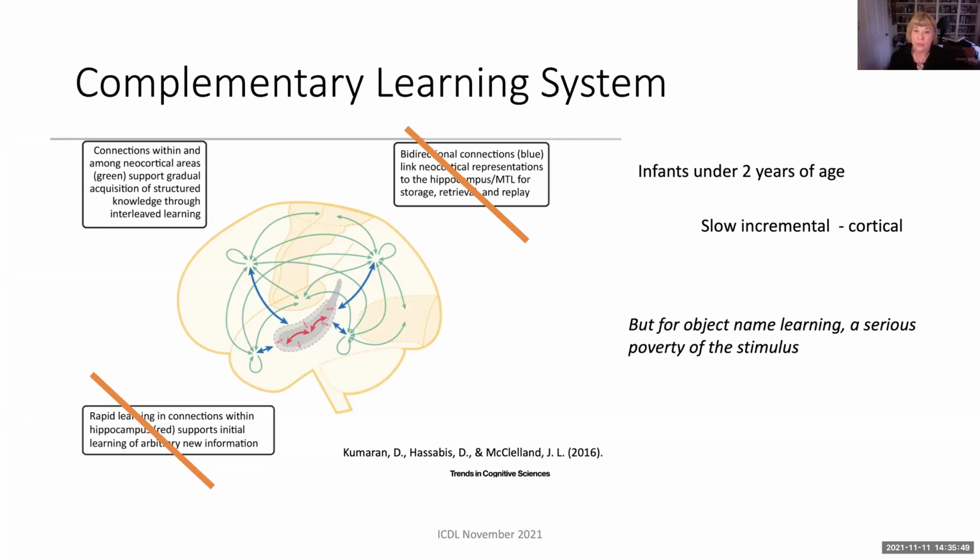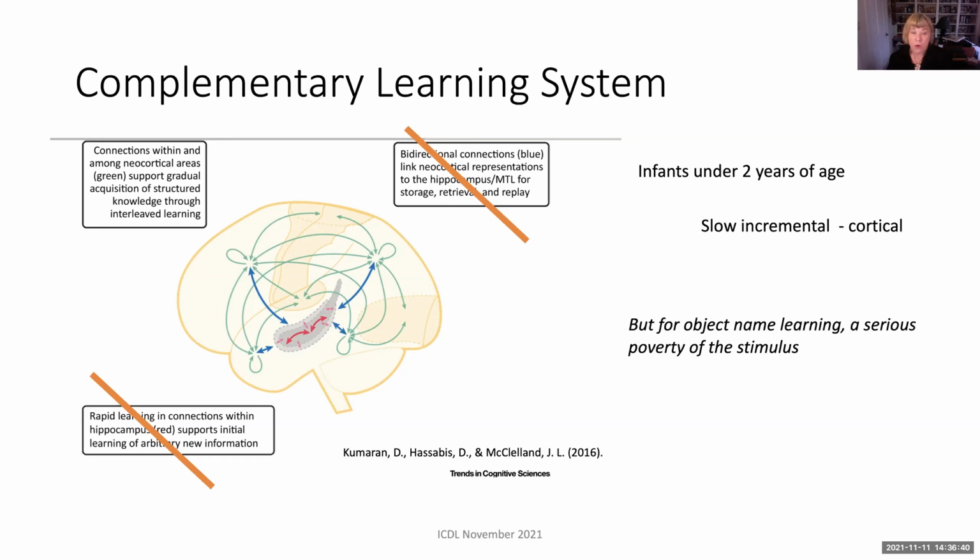Except for infants under 2 years of age, the jury's not totally in, but the evidence suggests that the hippocampus is not fully functional. Whether it plays any role at all in memory formation is not clear, and whether it could really support one-shot learning like adults do, episodic one-shot learning, there is little evidence, no evidence in fact. It's anatomically and functionally immature. So this means that for object name learning, there's a serious poverty of the stimulus: sparse experience, really quite infrequent, of name-object co-occurrences.